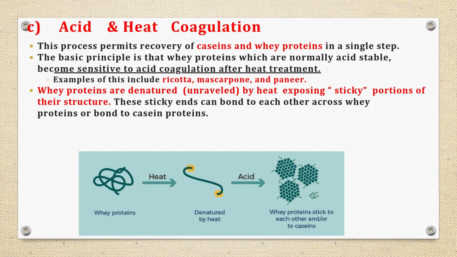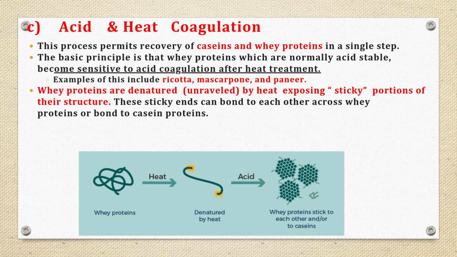Let us now look at the third method, acid and heat coagulation. This clever process permits the recovery of both caseins and whey proteins in a single step. The basic principle here is that whey proteins, which are normally stable in acid, become sensitive to acid coagulation after they've been heat treated. Examples of cheeses made this way include ricotta, mascarpone, and paneer.